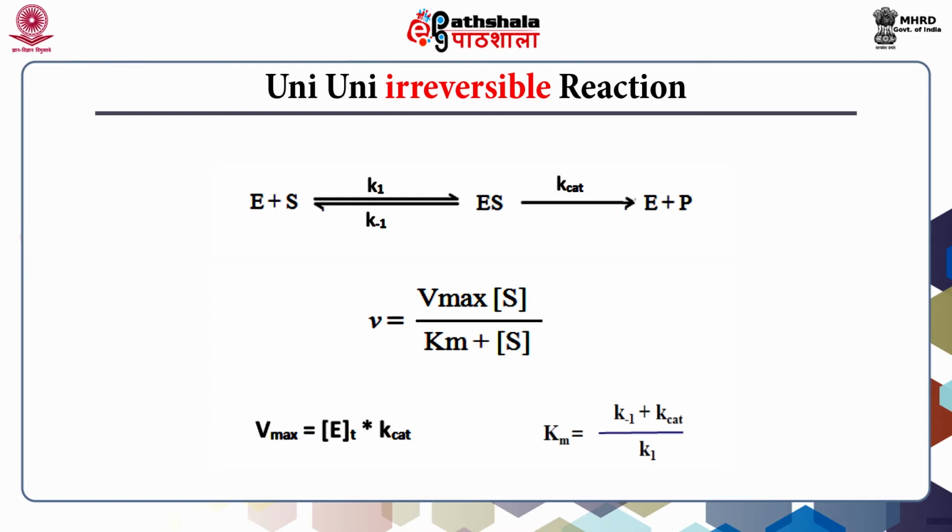Whenever we have to write down the Km, we will always write down the rate constants, that is the sum of the rate constants which are involved in the degradation of the ES complex in the numerator, and the rate constant which is for the formation of the ES complex in the denominator.